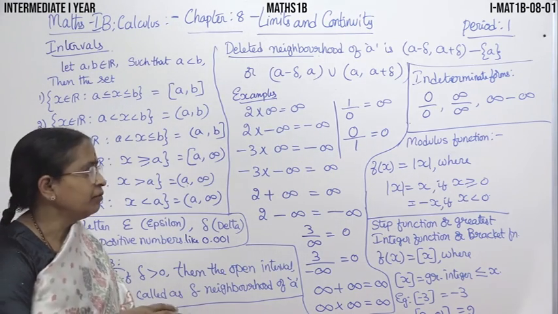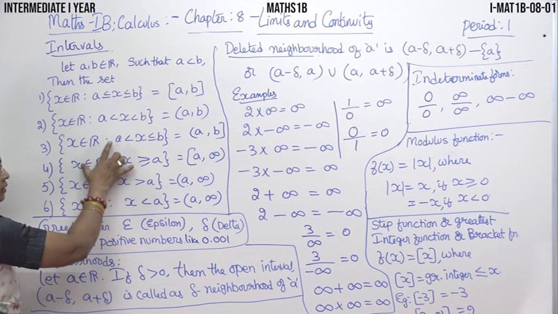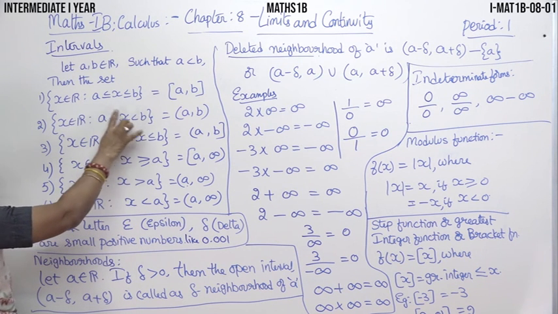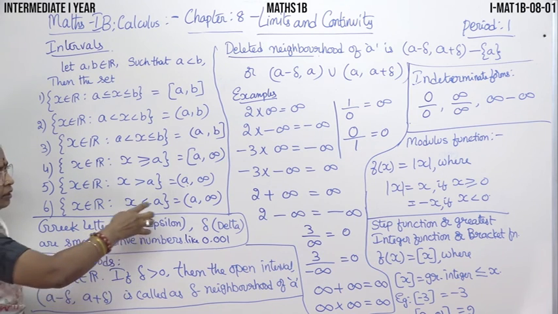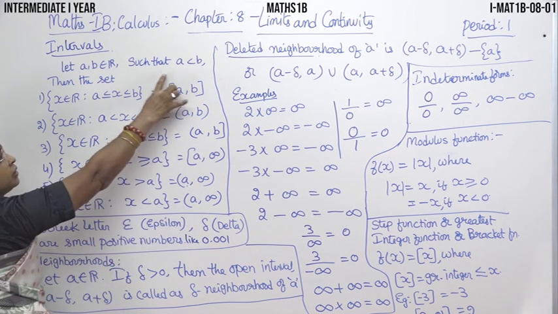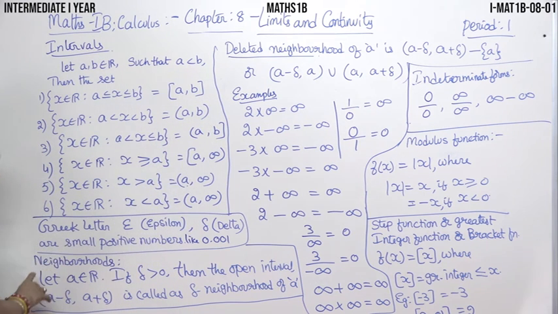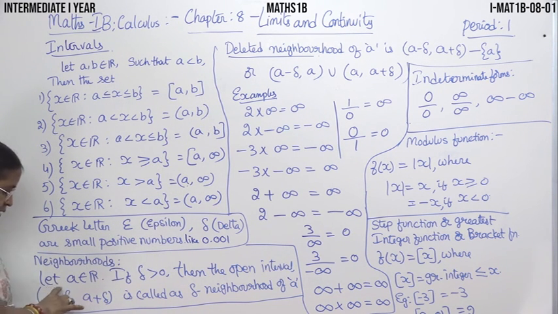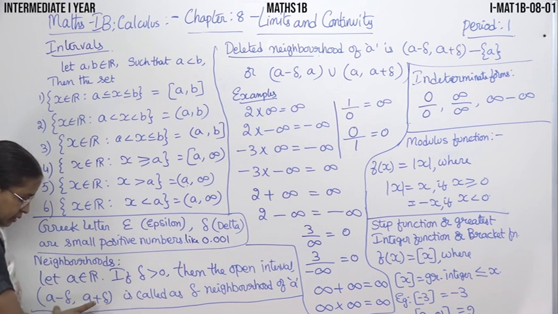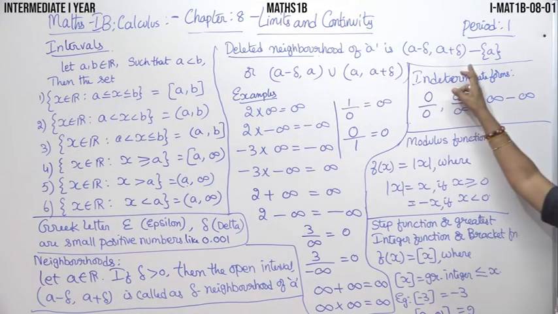So what all we have learnt, we'll write down. These intervals, as I said, are the set of all real numbers lying between a and b. I took the general letters a, b. A is always less than b, so the first element should always be less than the second element. Then we have the Greek letters epsilon and delta, and this open interval is called the delta neighborhood. And deleted neighborhood means you must delete the number a.